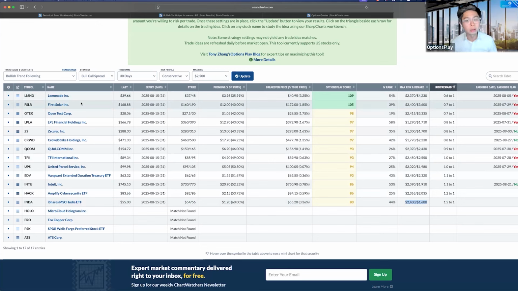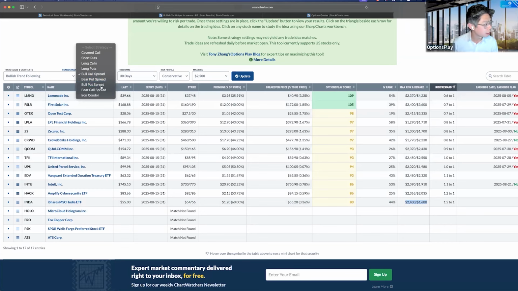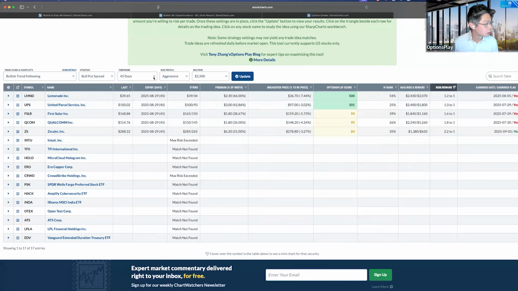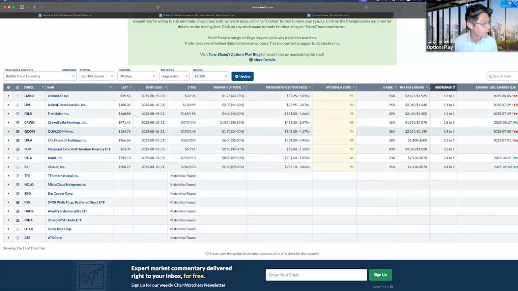This saves you tons and tons of time, hours and hours of time. Because if, let's say, you like to sell credit spreads, well, basically you can update this looking at selling credit spreads. Let's look at 30 days again, because again, the 45-day option, there doesn't seem to be a whole lot available. Let's say we sell a 30-day put credit spread.